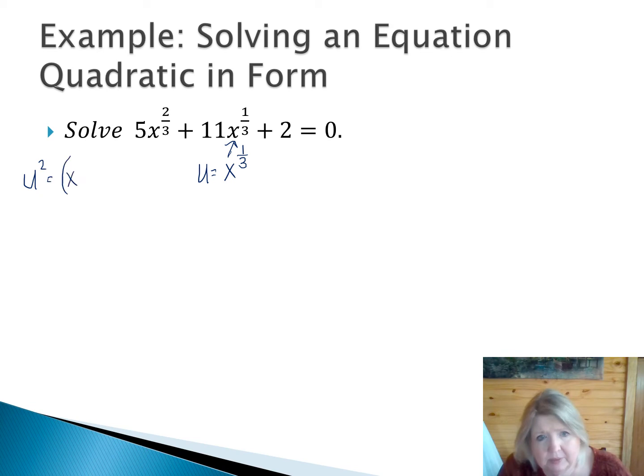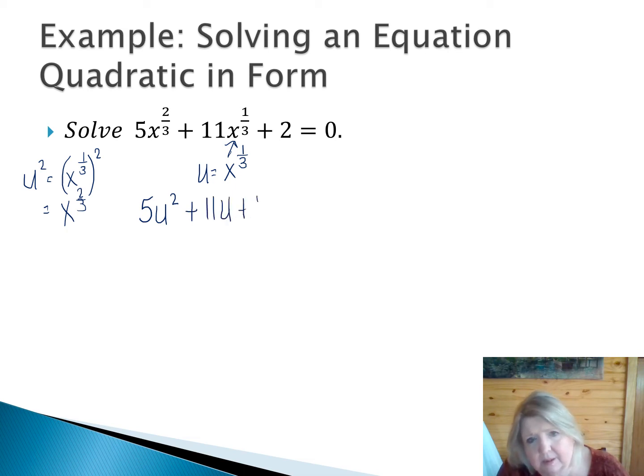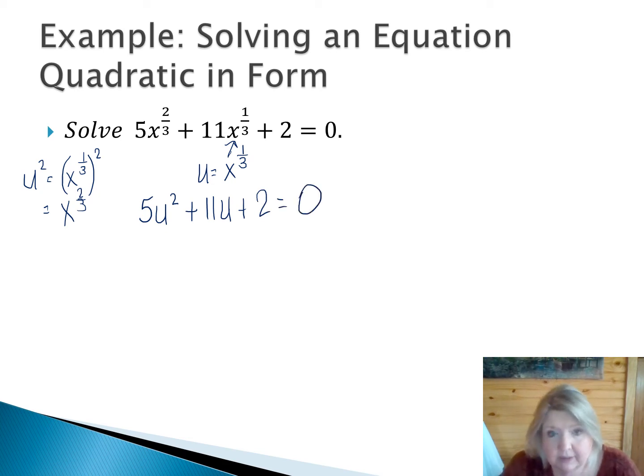It would be x to the 1/3 power squared. And when you raise a power to a power, you multiply the powers. 1/3 times 2 is 2/3, and lo and behold, that is what's in the place of my quadratic term. So that is going to work. So I'm going to put u squared in the place of x to the 2/3. I'm going to put u in the place of x to the 1/3. And then what I have as a result is a quadratic equation.